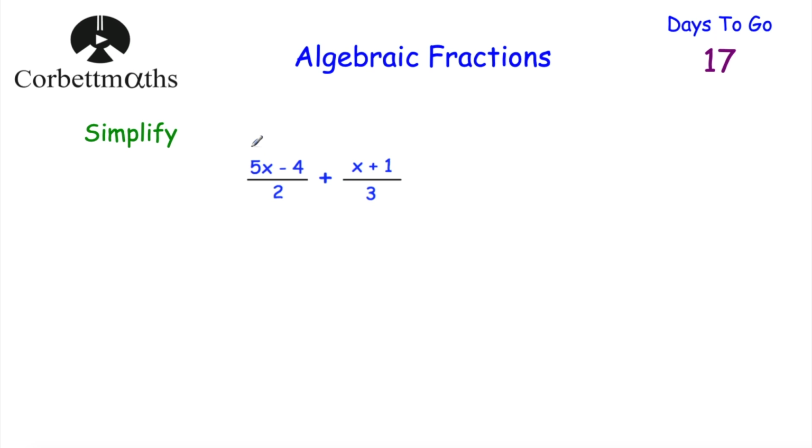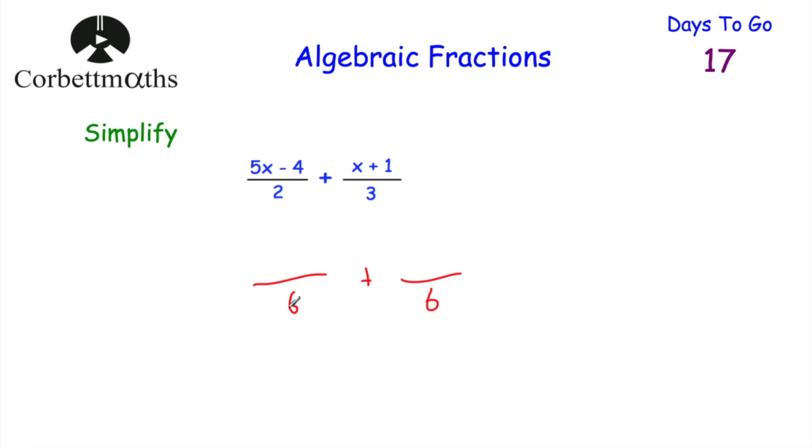Okay, so our next question says simplify 5x minus 4 over 2 plus x plus 1 over 3. So feel free to press pause and try this question out yourself. Okay, so in terms of adding these fractions, we want the same denominator, so I'm going to choose 6 and 6 because with 2 and 3, a common denominator would be 6.